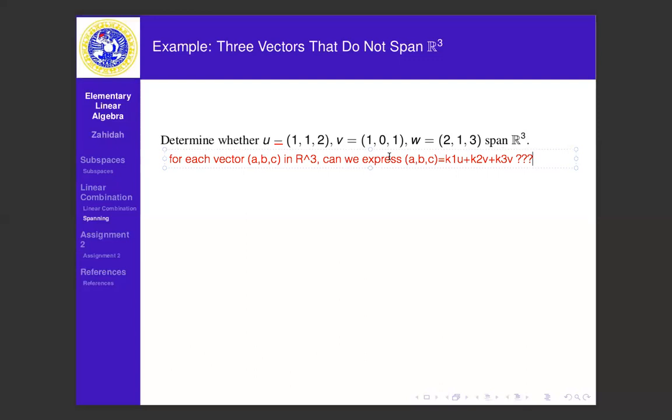If the answer is yes, it means U, V, and W span the R3. If not, so these vectors don't span the R3. Again, we have this equation, and then we have a system. So you have to solve the system.